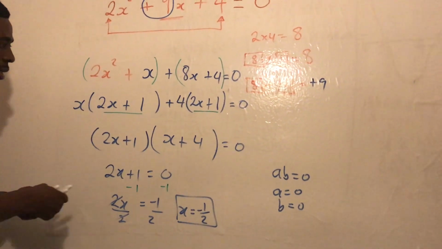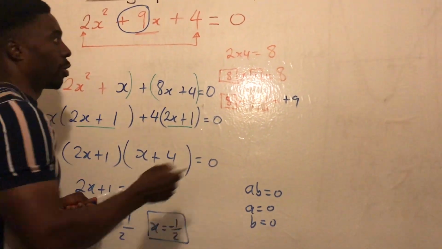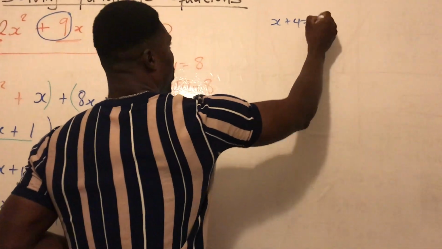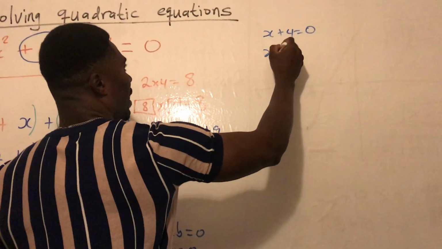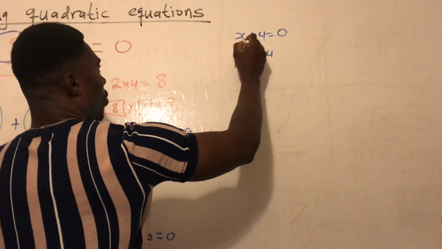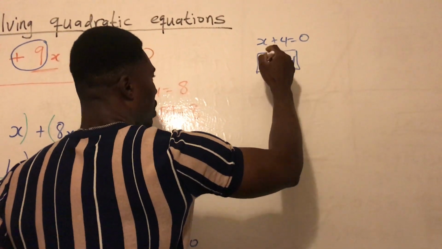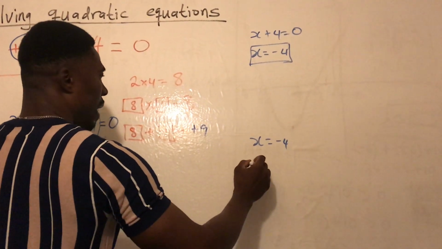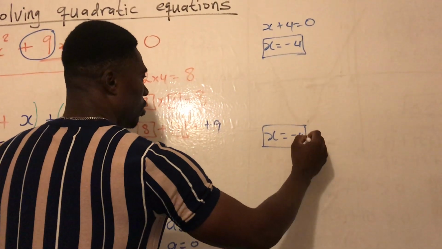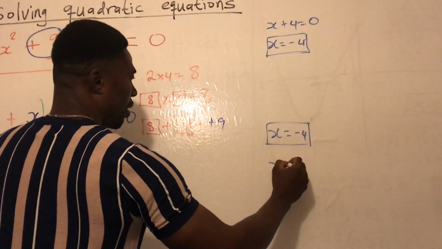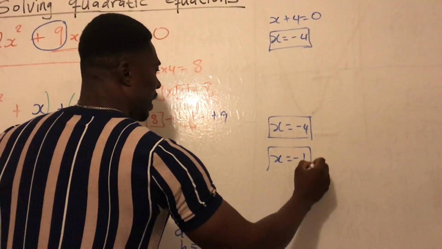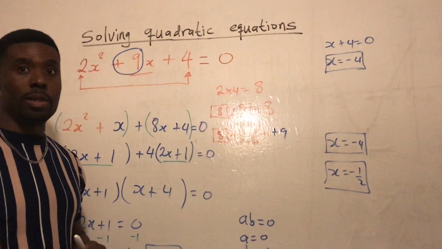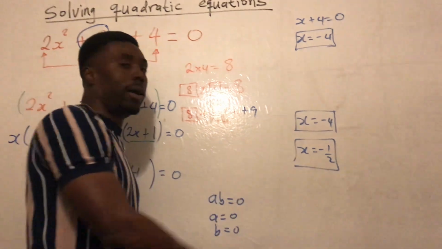The second solution, we pick this bracket here. So we're going to go on that side and have x plus 4 equals 0. Solve for x, and then x equals, in this case, minus 4. So our two solutions will be x equals minus 4, and the second solution will be x equals minus 1/2. These are the two solutions for this quadratic equation, and that's the answer required.